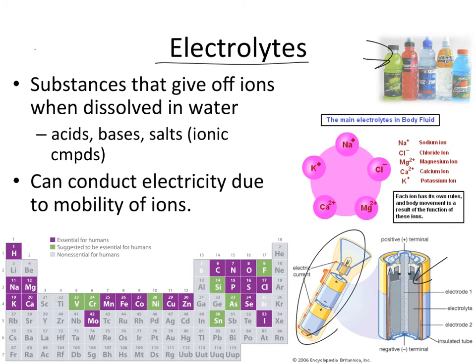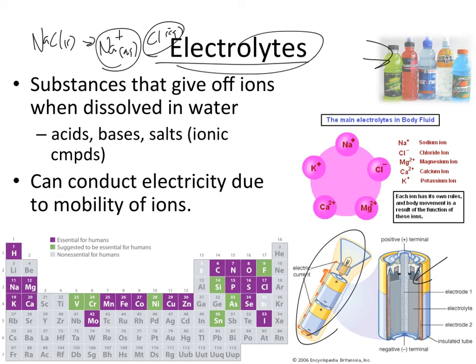So, for example, if we had NaCl solid and we dissolved it in water, it would split up into Na+ (aq), which shows that it's dissolved in water, and would create a chloride ion, Cl- (aq), again aqueous. Both of these, when dissolved in water, exist as ions, and those are called electrolytes.